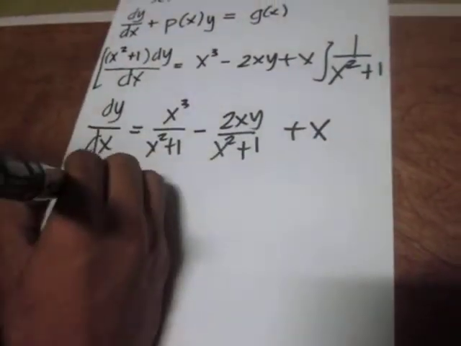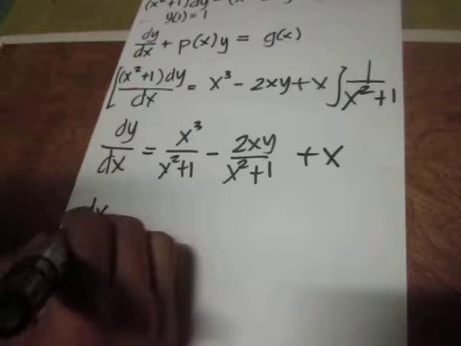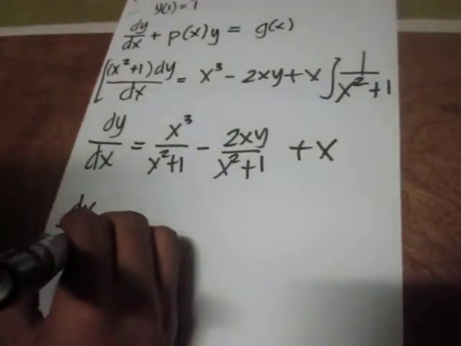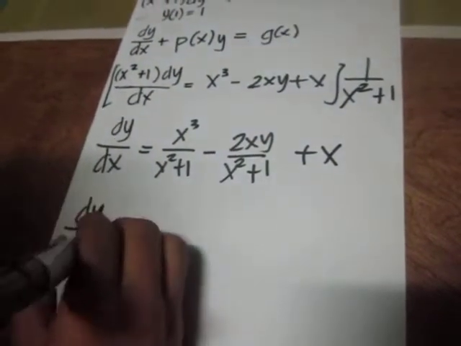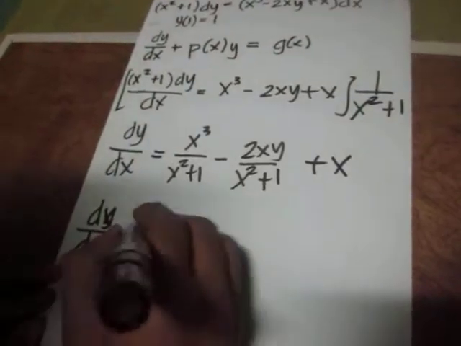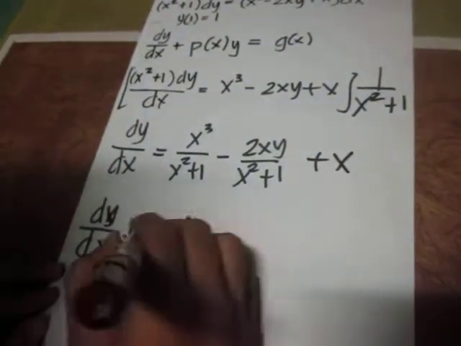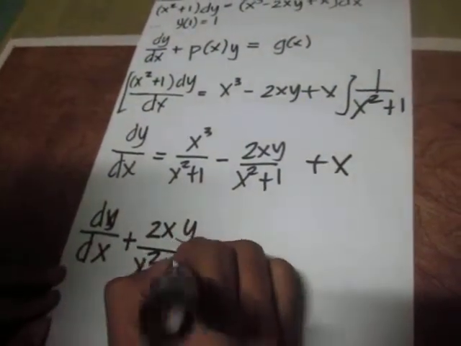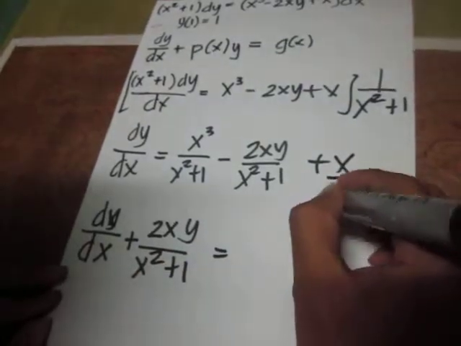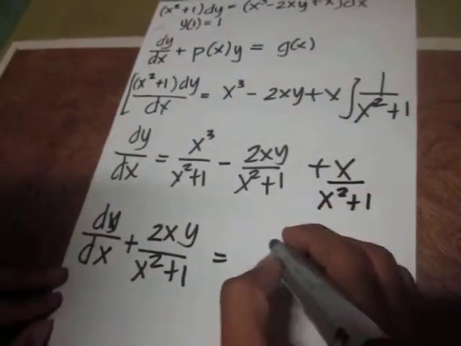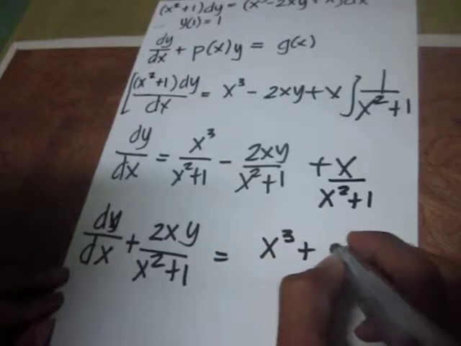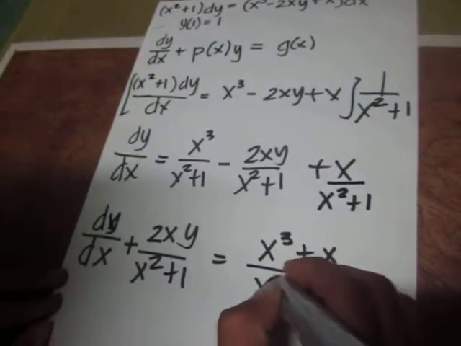Then we transfer the y to the other side, so dy over dx plus 2xy over x squared plus 1 is equal to x cubed plus x over x squared plus 1. Then we have the standard form.